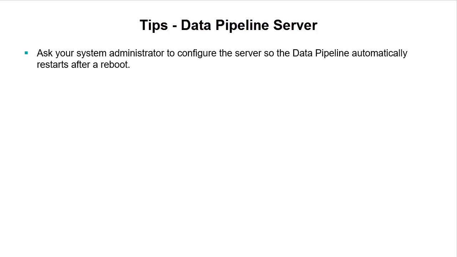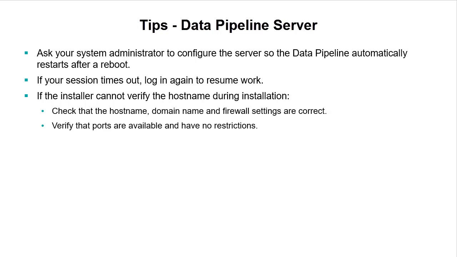These tips will help you troubleshoot the data pipeline server software. The system administrator should configure the server to start the data pipeline automatically after a server reboot. If there's no activity for half an hour, sessions time out. Log in again to resume your work. If the data pipeline installer cannot verify the host name, the problem is likely caused by an incorrect host or domain name, incorrect firewall settings, or port availability or restrictions. Determine the correct setting to resolve the problem.